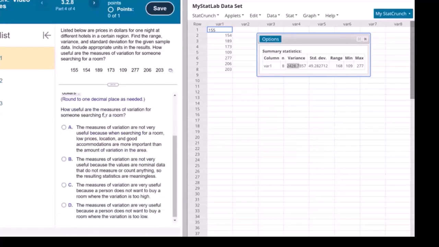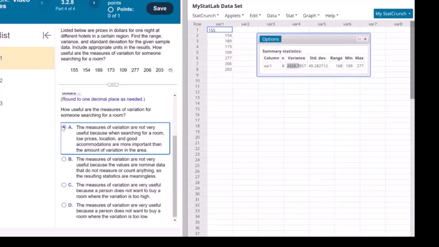How useful are the measures of variation for someone searching for a room? The measures of variation are not very useful because when searching for a room, low prices, location, and good accommodations are more important than the amount of variation in the area.